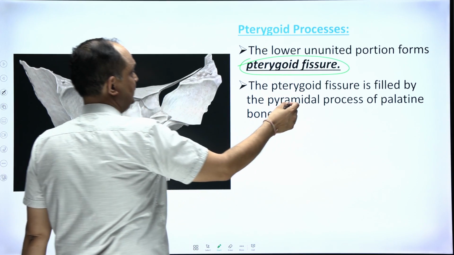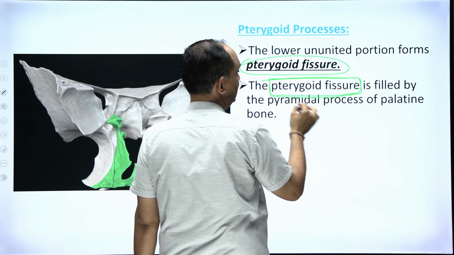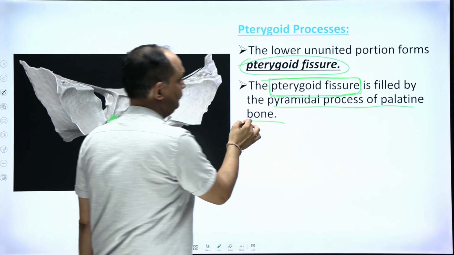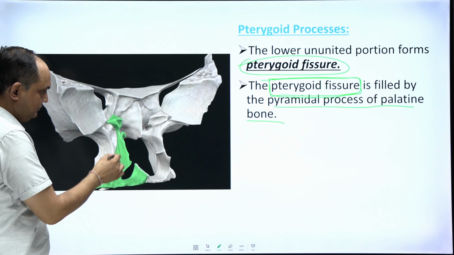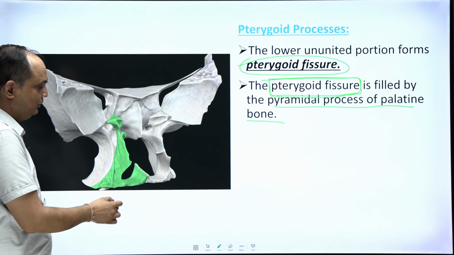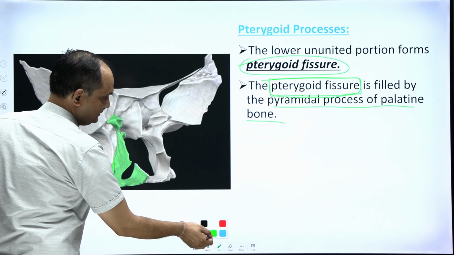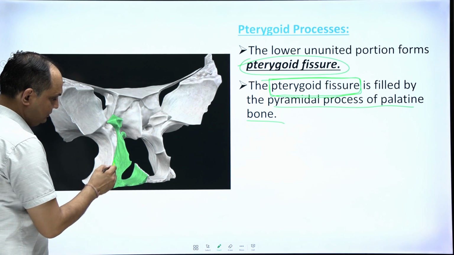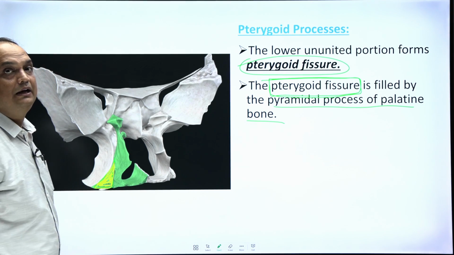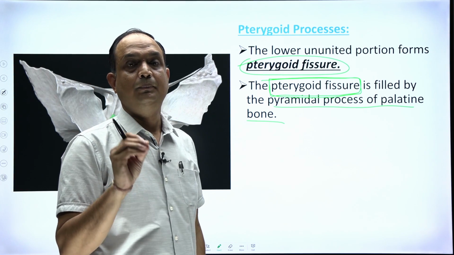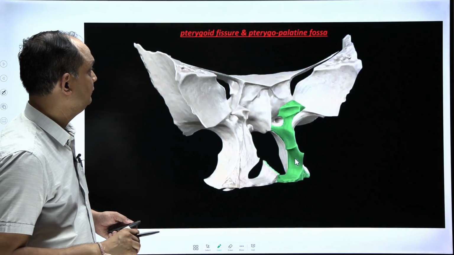Now the pterygoid fissure is basically the area which makes a joint with the pyramidal process of the palatine bone. Clear? So when you have this bone, which is known as the palatine bone, this palatine bone has a process. This process which makes a joint here is known as the pyramidal process. So what part of the palatine bone is accommodated in the fissure? The answer is the pyramidal process of the palatine bone.